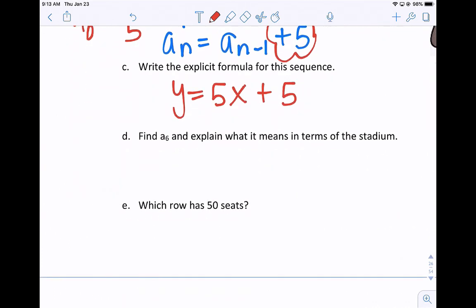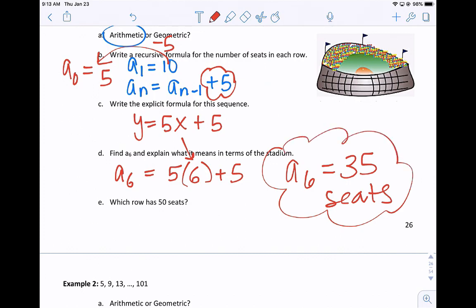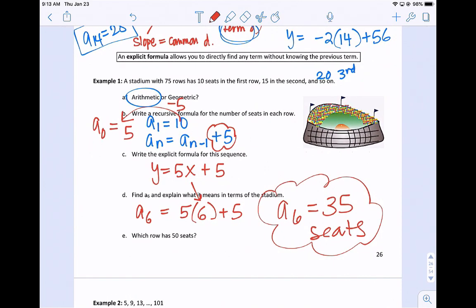Can you find a sub 6 and explain what it means? Again, we did this before. To find a sub 6, we could just plug in 5 times 6 plus 5 using the explicit formula right here. And so in the 6th row, there would be 35 seats. Or you can program your calculator and just hit enter every time like we did recursively.